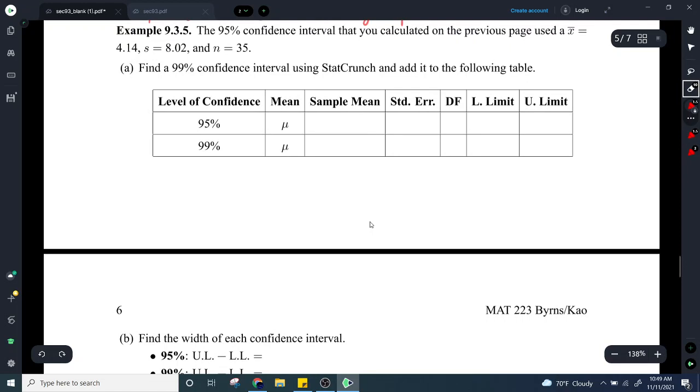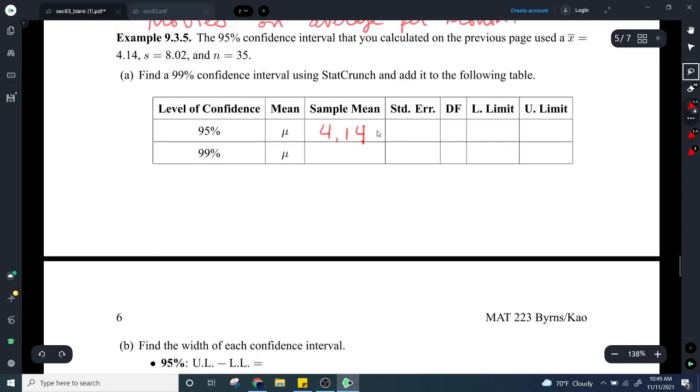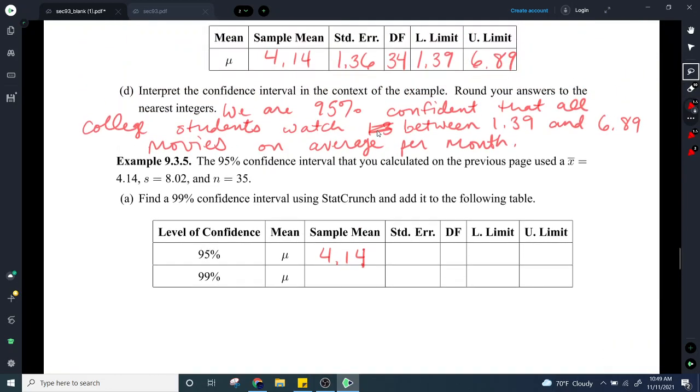So our 95% confidence interval, the mean was 4.14. The standard error, I believe we just did. Let me go back and find that from the previous table because it's the same data, 1.36. I'm getting it from the table above. And the degrees of freedom was 34. The lower limit was 1.39 and the upper limit was 6.89.